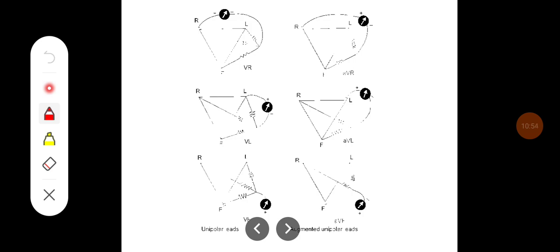In this diagram, it shows the unipolar leads and augmented limb leads, how they are designated. In unipolar leads, all the three limbs are connected and the potential difference is seen between the indifferent electrode and the exploring electrode. Whereas in augmented limb leads, the two limb leads are connected to the high resistance and the potential difference is sought between this indifferent electrode and the exploring electrode.